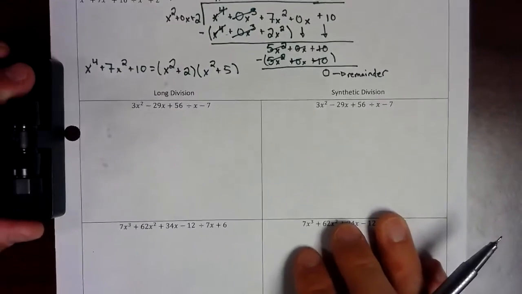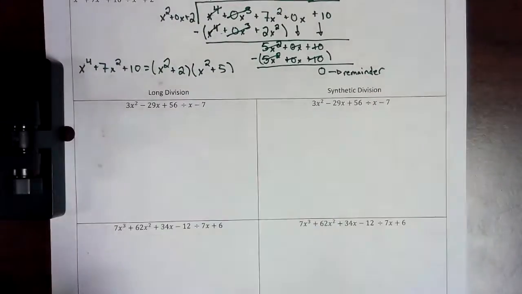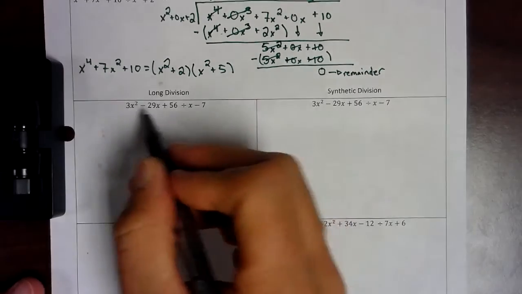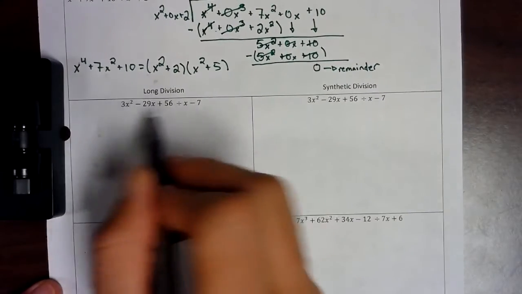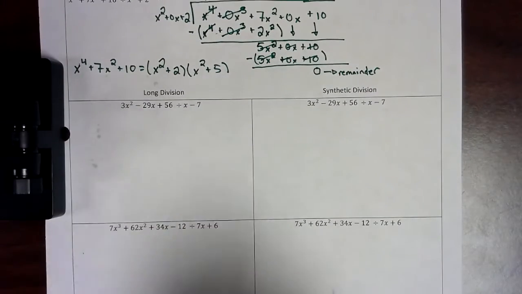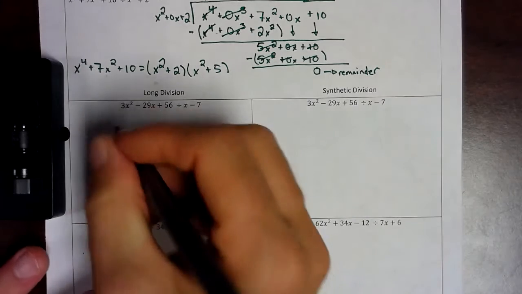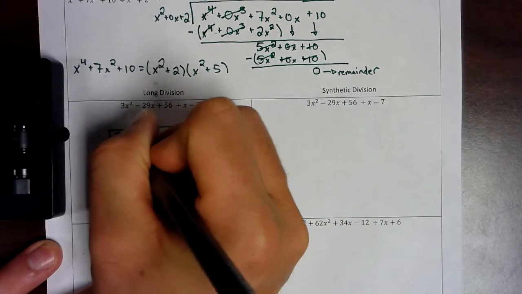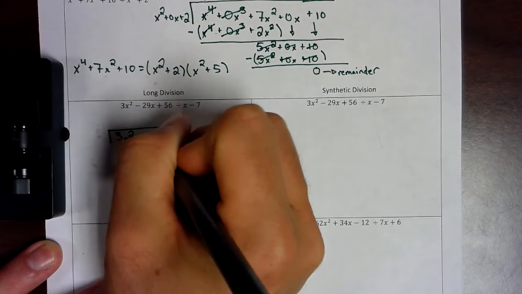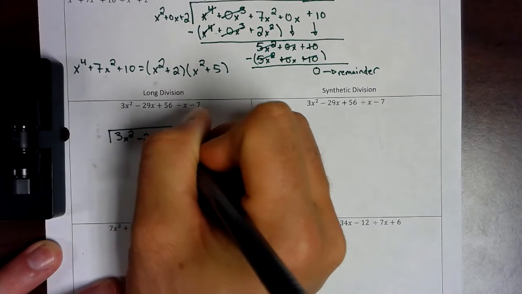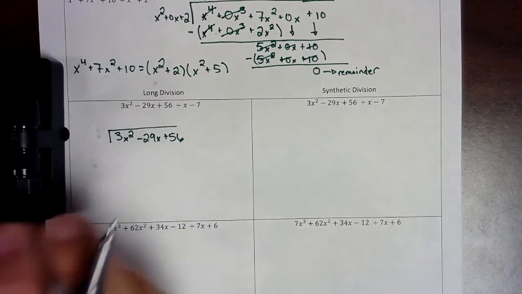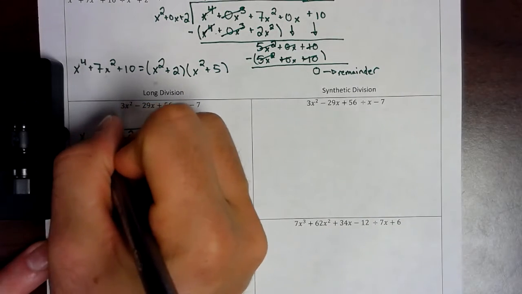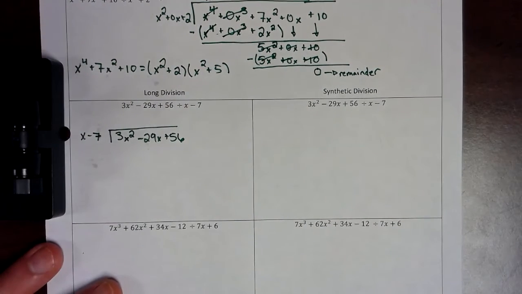So let's do another long division, and then I'm going to show you synthetic division side by side. And we'll do one more synthetic division. So let's do this with a quadratic. And yes, we absolutely could factor this using a tool we already know, but we're going to use long division just to get the practice with it. So we're dividing 3x squared minus 29x plus 56. There are no missing terms here, so we don't need any placeholders. Same with what we're dividing by. I have x minus 7. There are no missing terms.